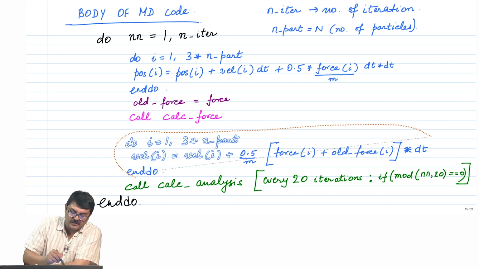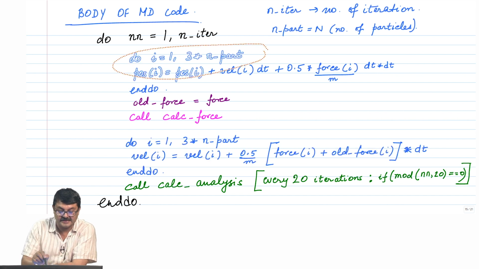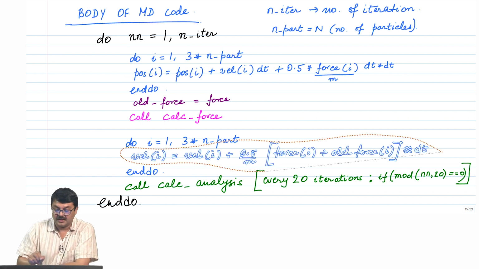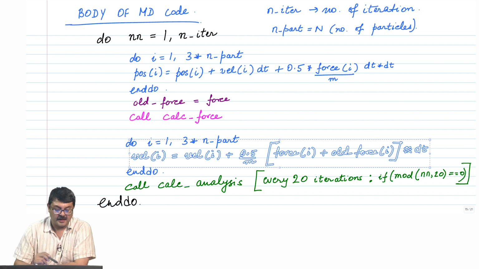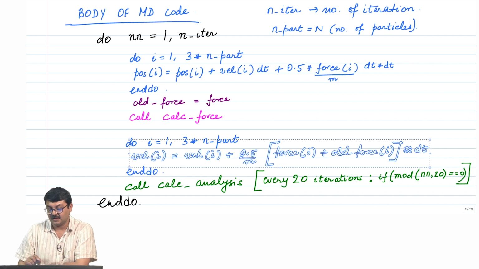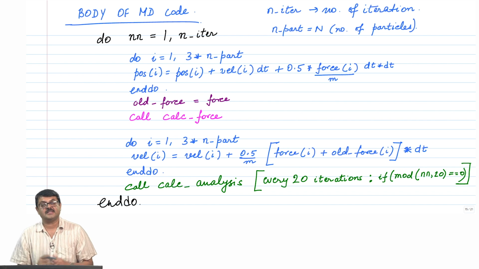And then again you have a loop where I goes from 1 to 3 n part, exactly as here, because you have V x, V y and V z, and you are updating the expression of the velocity. It is vel I plus 0.5 by m, times the force of the ith particle plus the old force of the ith particle, into dt. We are basically averaging over the current force at this time and the previous force. So, at the end of this step, you have updated your position, your force and your velocity.